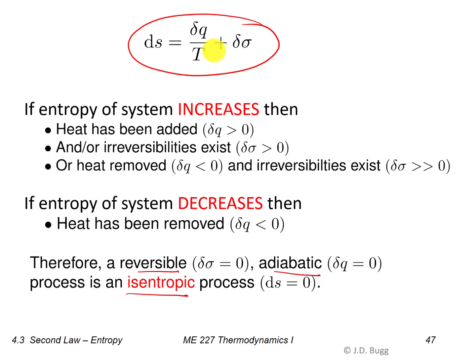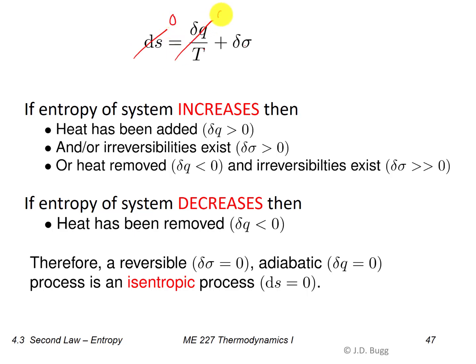Now we can continue to work with that. Notice, if a process is isentropic and adiabatic, that means it's reversible. Likewise, if a process is isentropic and reversible, it must be adiabatic. So we want to keep those three words straight. Reversible is talking about this, adiabatic is talking about this, and isentropic is talking about this.